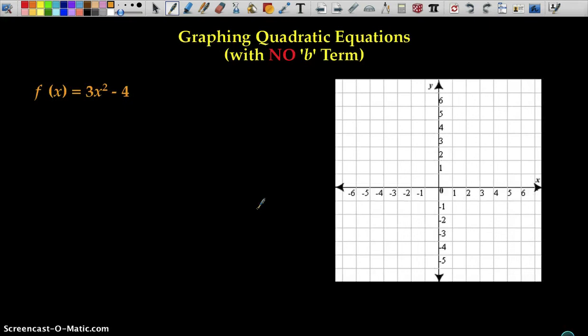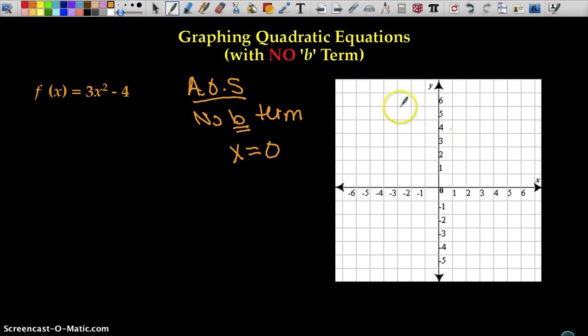Okay? So let's go ahead and do this. So first thing, we have to know what our axis of symmetry is and what our vertex is, and then I will show you where to go from there, okay? So if we wanted to graph this, here's something we need to know. Well, one thing that we have to know is the axis of symmetry. Alright, there are only 2 terms. There's no b term. So x equals 0 will be our axis of symmetry.